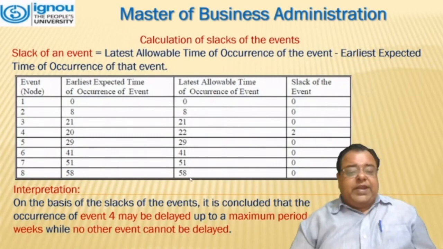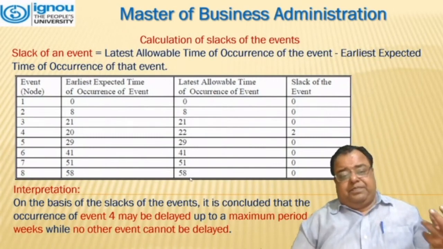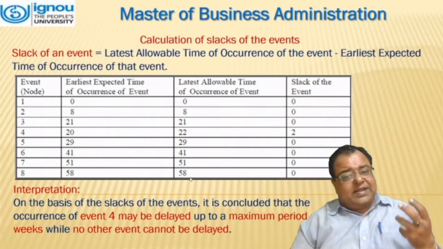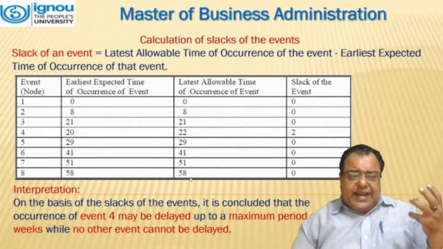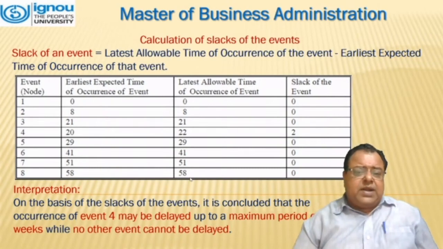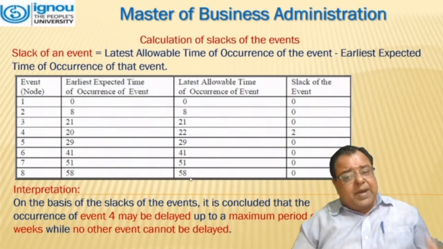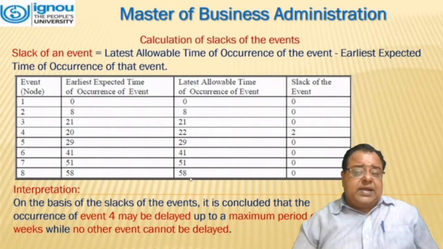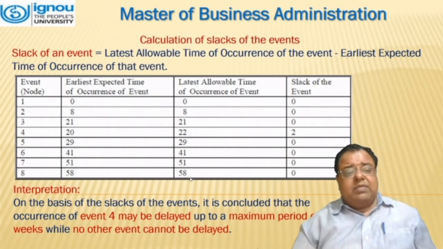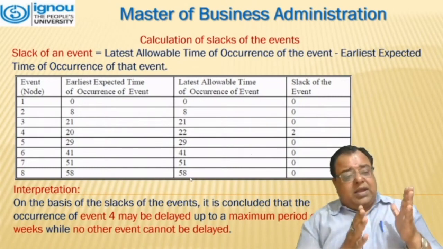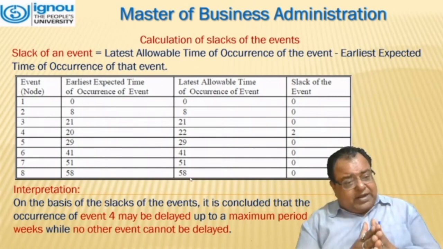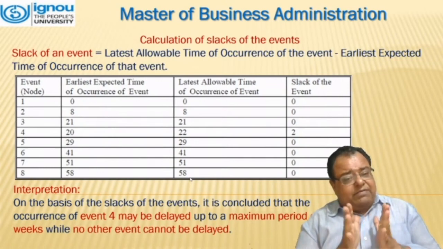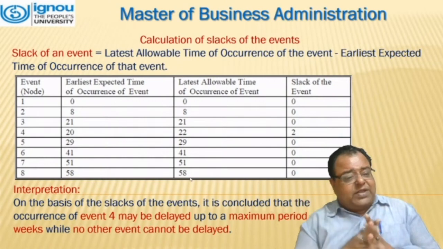Now, we take up another problem, which is how to calculate the slacks of the event. Slack of an event is the latest allowable time of occurrence of the event minus the earliest expected time of occurrence of that event. From that tabular diagram, we have just picked events, earliest expected time of occurrence, and latest allowable time of the event. And we have calculated the slack of the event.